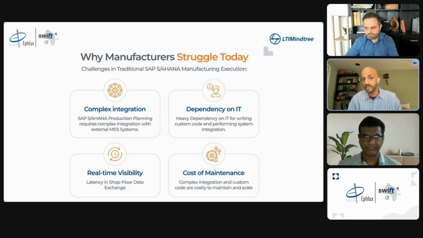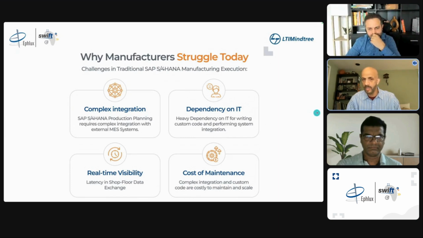Well, basically I'm trying to say that because of the complexity of the integration of third-party MES solutions with SAP S/4HANA, there is a need for making that easy from a user perspective. So complexity of integration is something we're going to talk about and show you how that can be done.